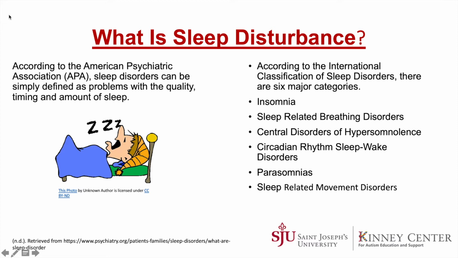According to the American Psychiatric Association, sleep disorders can be simply defined as problems with the quality, timing, and amount of sleep. And according to the International Classification of Sleep Disorders, there are actually 6 major categories of sleep disturbance. That includes insomnia, sleep-related breathing disorders, central disorders of hypersomnolence, circadian rhythm sleep-wake disorders, parasomnias, and sleep-related movement disorders.